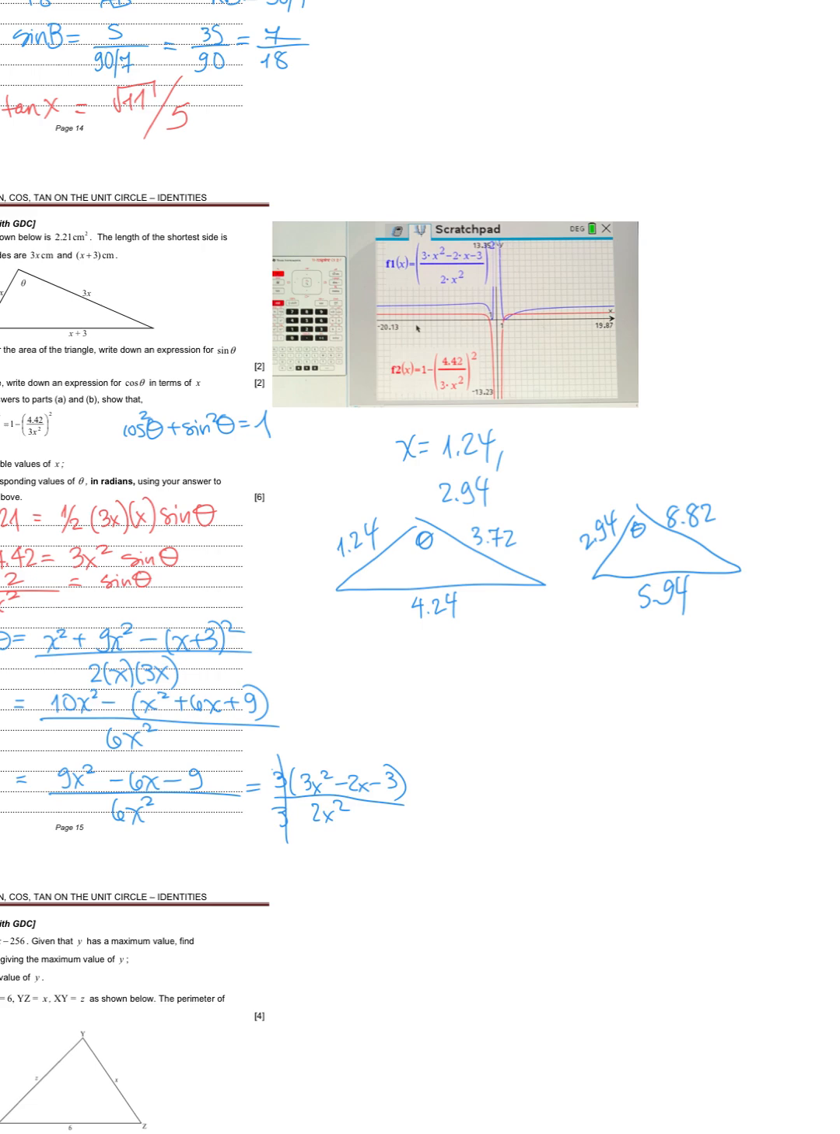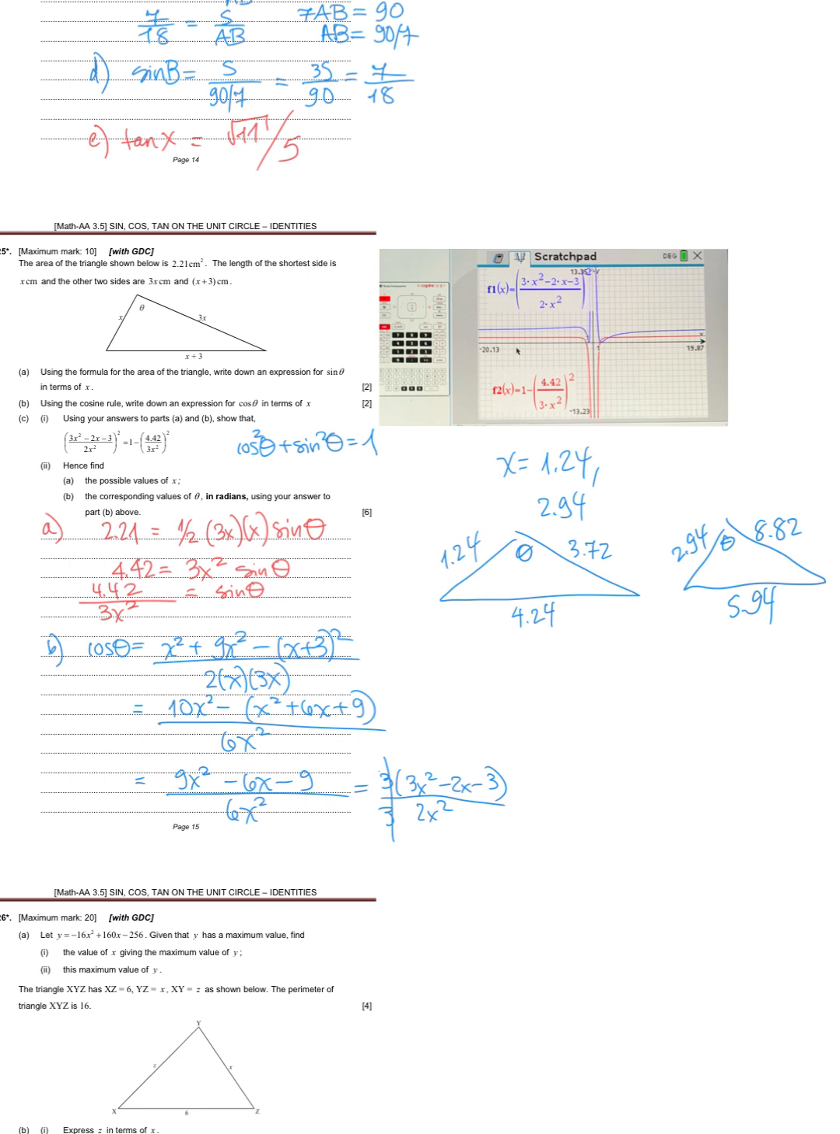So we have that. Oh, I would just actually use this down here. So I would do sine inverse of 4.42 divided by 3 times 1.24 squared, right?